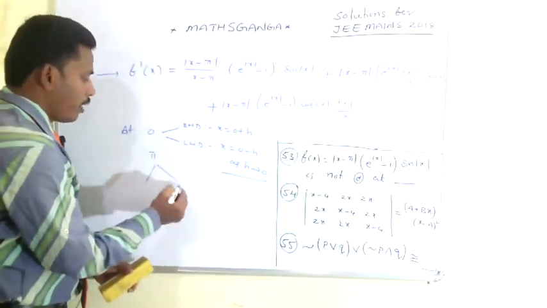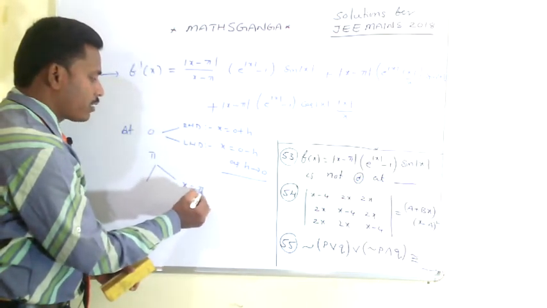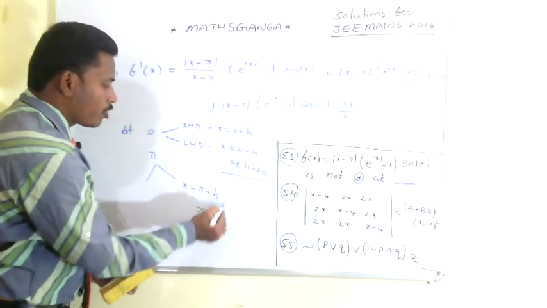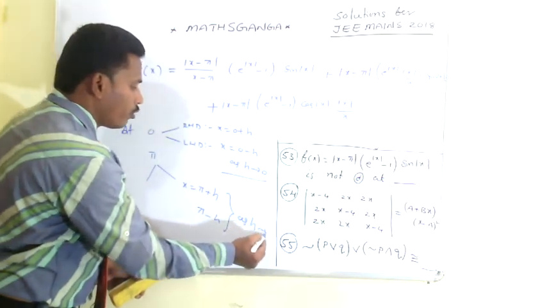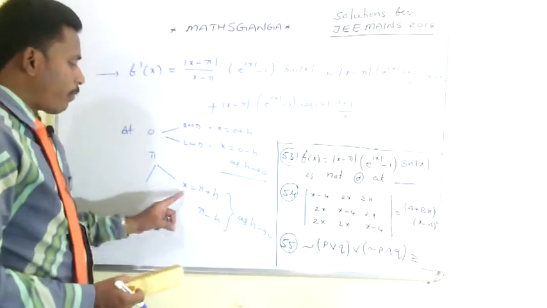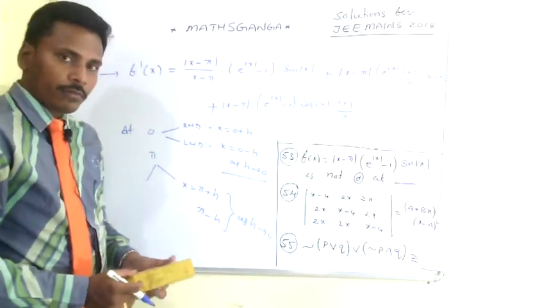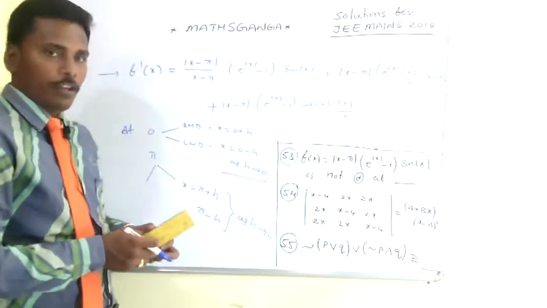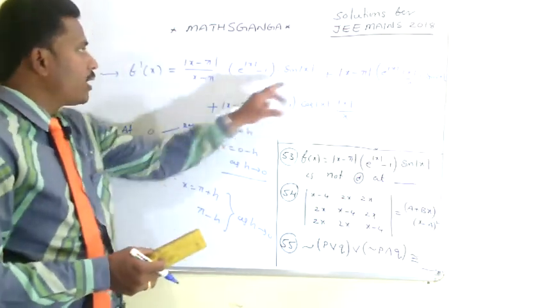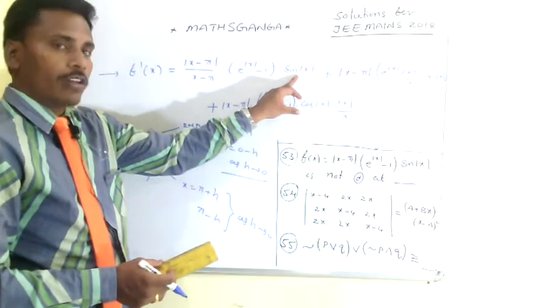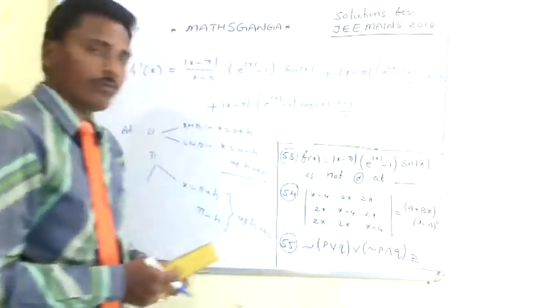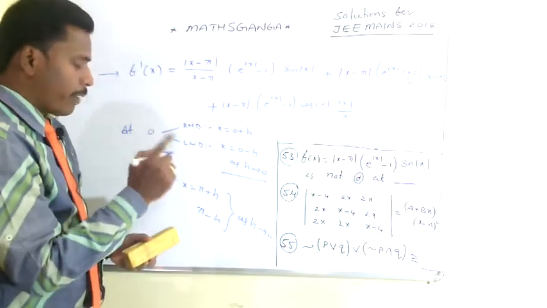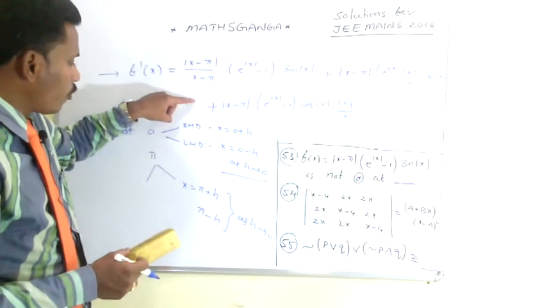For pi also, the right hand derivative will be x equals pi plus h, and the left hand derivative will be pi minus h, as h tends to 0. If you observe, for pi plus h and pi minus h, as h tends to 0 the value is near pi only. Since the value is near pi, sin pi is 0. Here also sin pi is 0, and coming to here, sin pi is 0.